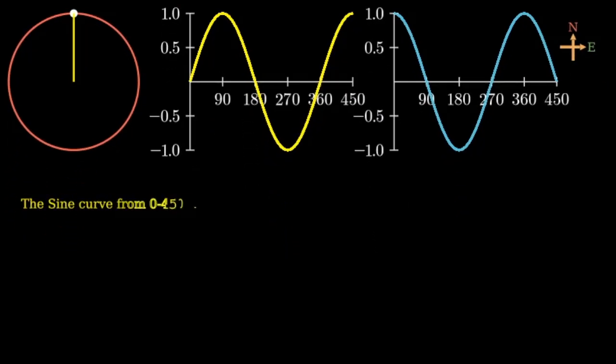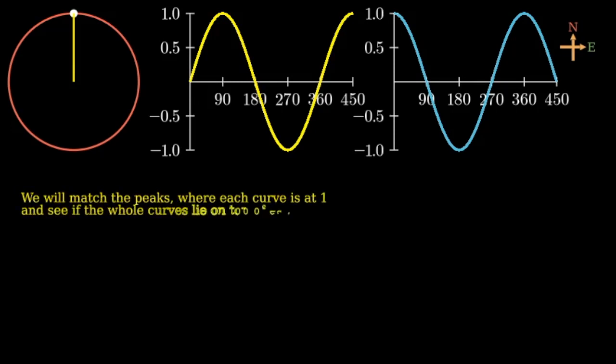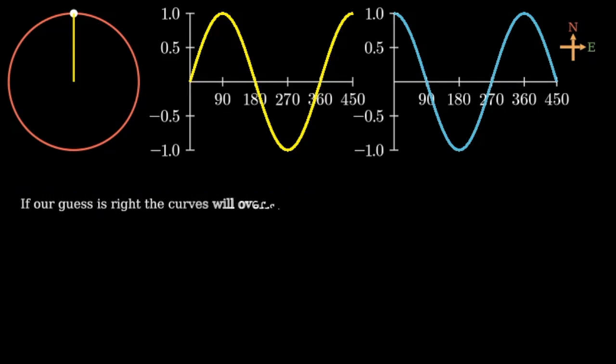The sine curve from 0 to 450 is on the left. The cosine curve from 0 to 450 degrees is on the right. Let's try to match the peaks where each curve is at 1. So we want to match the sine curve at 90, where its peak is at 1, with the cosine curve at 0, where its peak is at 1. If our guess is right, the curves will overlay each other. Let's see.